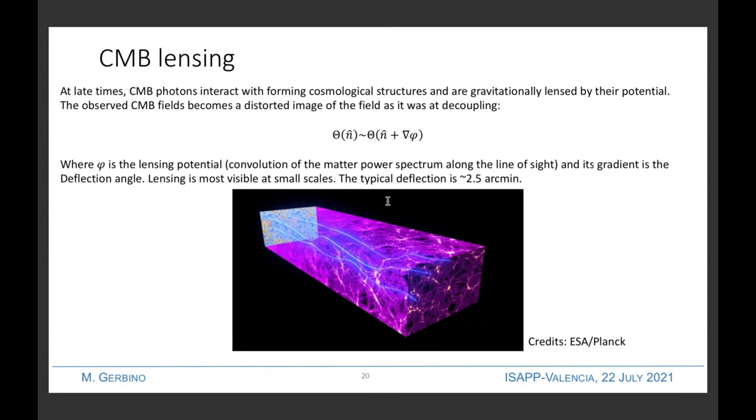And by using this non-Gaussian distribution at very small scales, it is possible to infer this distortion field, which is proportional, of course, to the amount of matter that is distorting the path of CMB photons. And we will see later why this is important in terms of the observational probes of the universe.